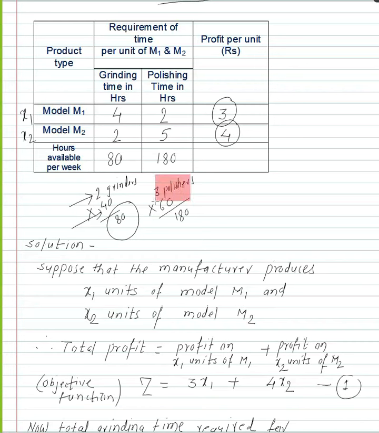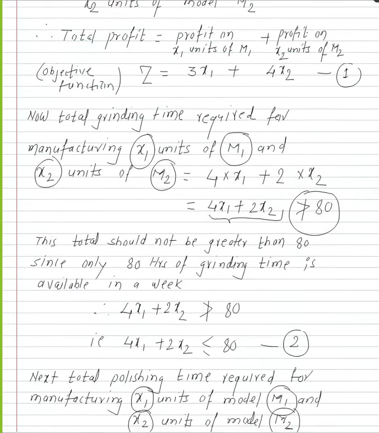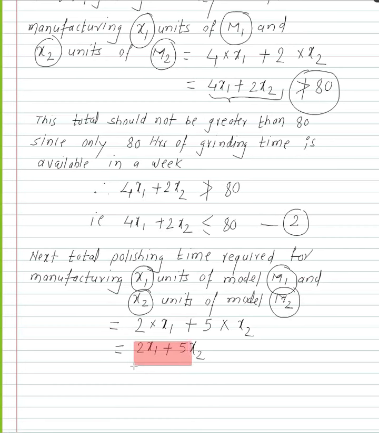Now there are 3 polishers. Each polisher works for 60 hours in a week. So the total polishing time available will be 60 into 3, that is 180 hours. This total polishing time should not be greater than 180 hours, because only 180 hours are available for polishing.